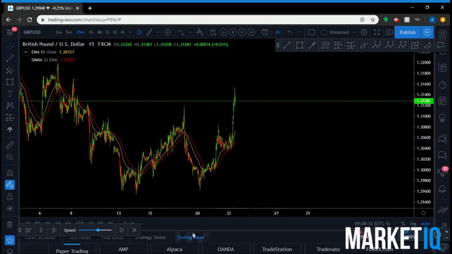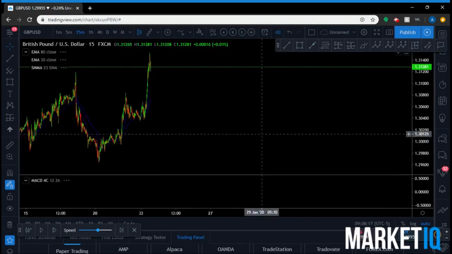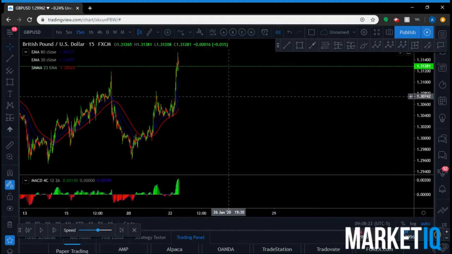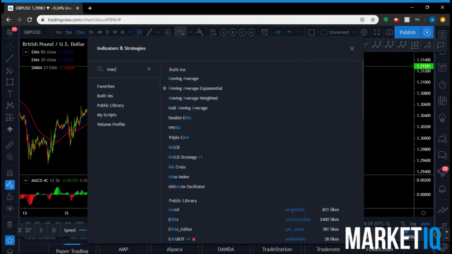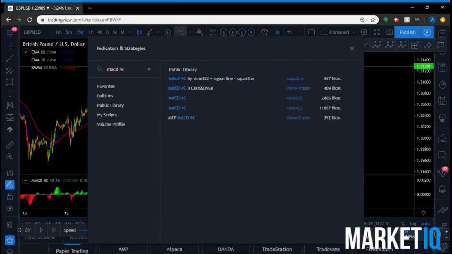So here's the one I use. I use the MACD 4C option, which you can find right here. This is the one I use. And you can find it by going to your indicators and type in MACD space 4C. And you want one with the signal line on it. So you can use this one or this one. Either one's going to be fine. They're the exact same.